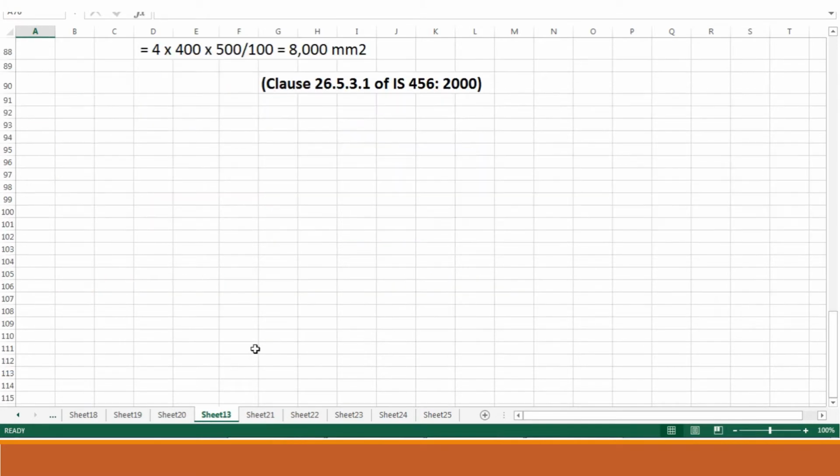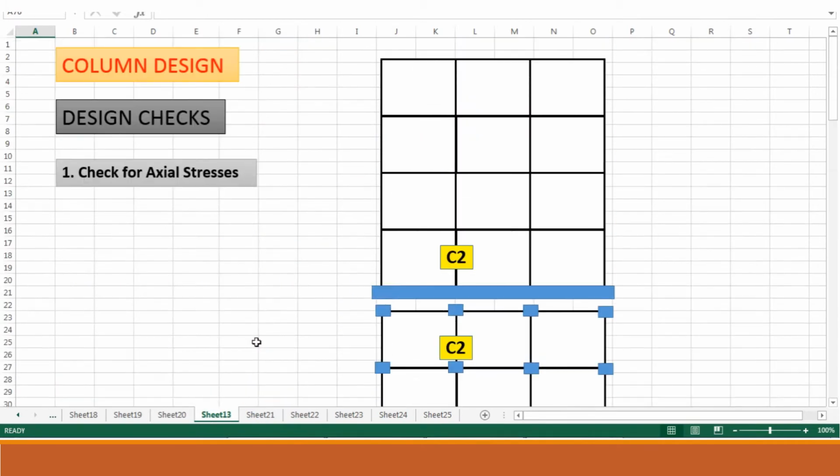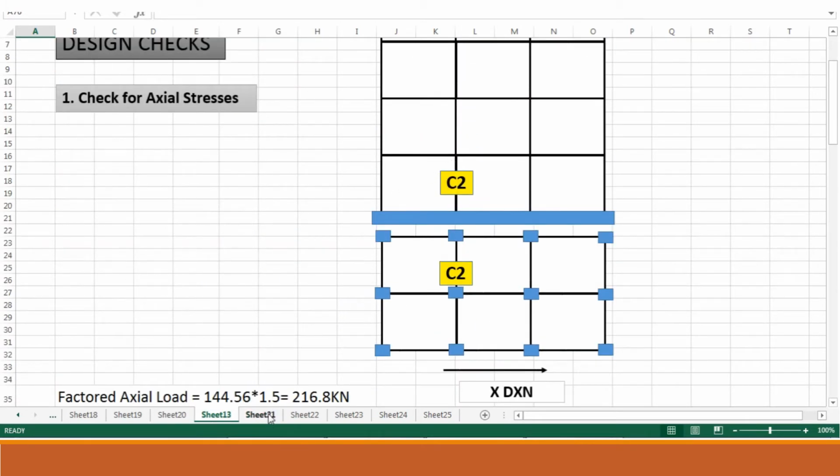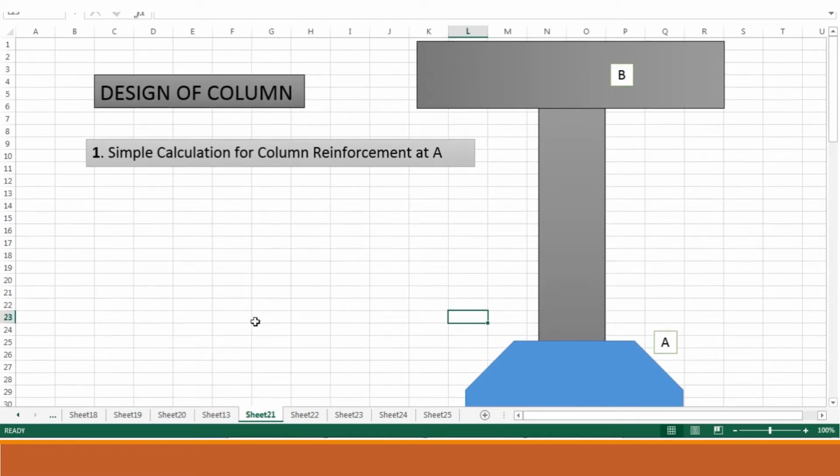Now let's go ahead with the design of this column C2. Now the design of the column.